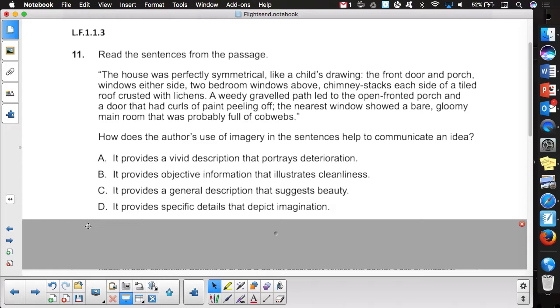Question's a little bit different because before you're kind of dealing with just general content of what's going on with the story. For number 11, read the sentences from the passage and then they give these to you. How does the author's use of imagery in the sentences help to communicate an idea? I know we were highlighting before, and you might not have highlighted specific words, what would be words in this passage where you have imagery occurring? Like what would be specific imagery words within these sentences that we have here? Give me one word that would be like imagery from this passage for number 11.